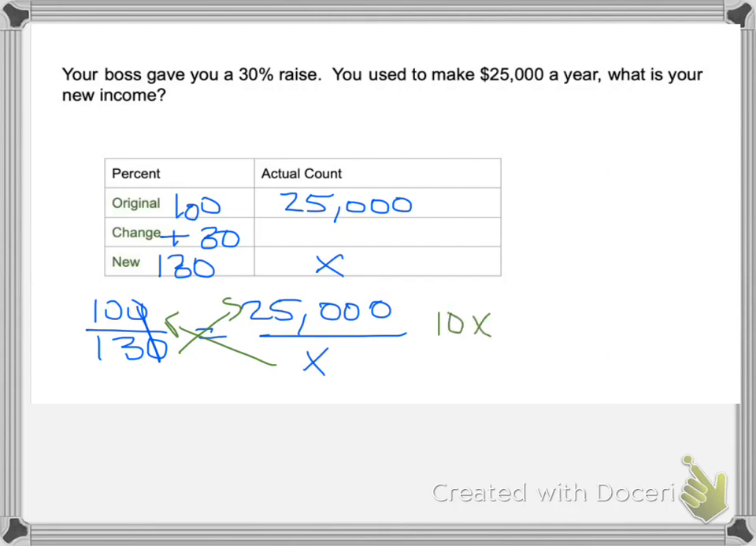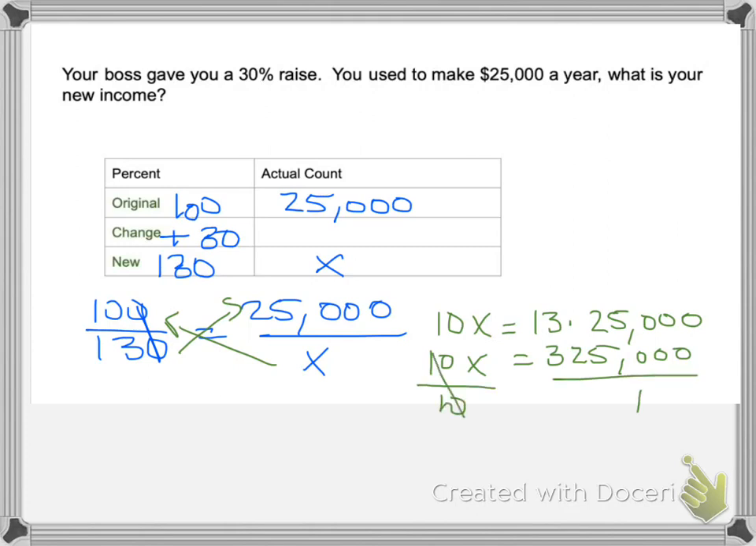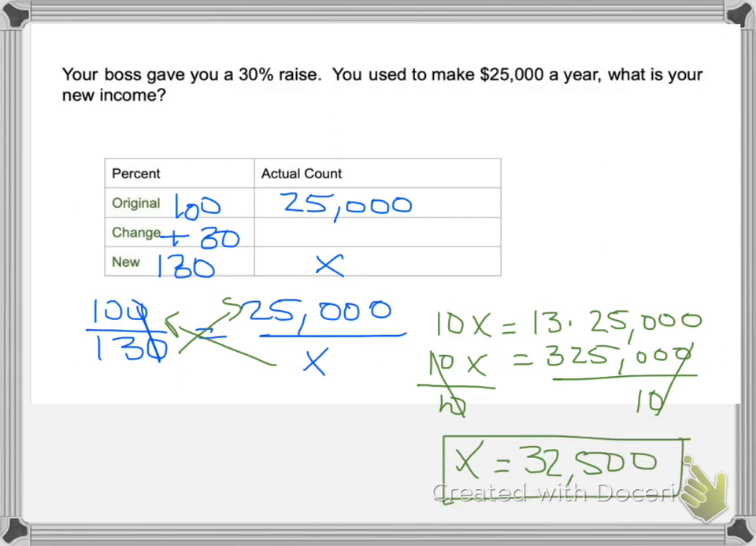So we have 10x is equal to 13 times 25,000. And 13 times 25,000 is 325,000. Now, is that how much I'm making now? No. That's what 10 times the new amount is. And I don't want to know what 10 times x is. I want to know what x is. So we're going to have to divide by 10 on both sides. We'll just knock off some zeros, and we get x is equal to $32,500. So that's how much we're paid now.